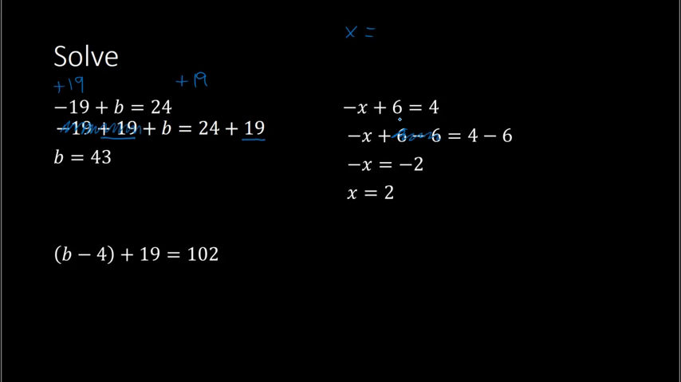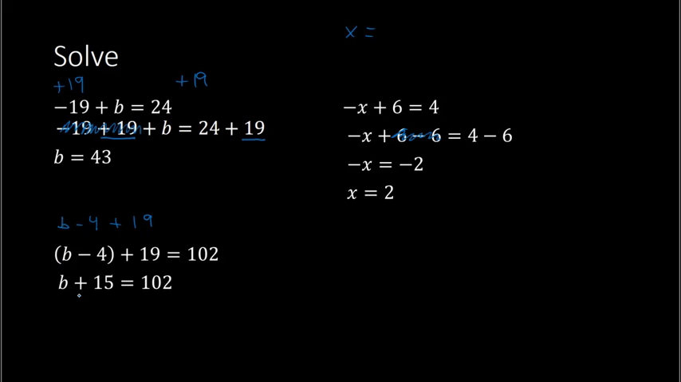There are times, as you see right here, where we might need to simplify on the left side first before we start solving the equation. So here we have b plus negative 4 plus 19 equals 102. Well, the parentheses we can just actually get rid of because it's being added with the 19. That is the same thing as b minus 4 plus 19. So negative 4 plus 19, or 19 minus 4, would be 15. So on the left side, we now have b plus 15. And then on the right side, we have 102.